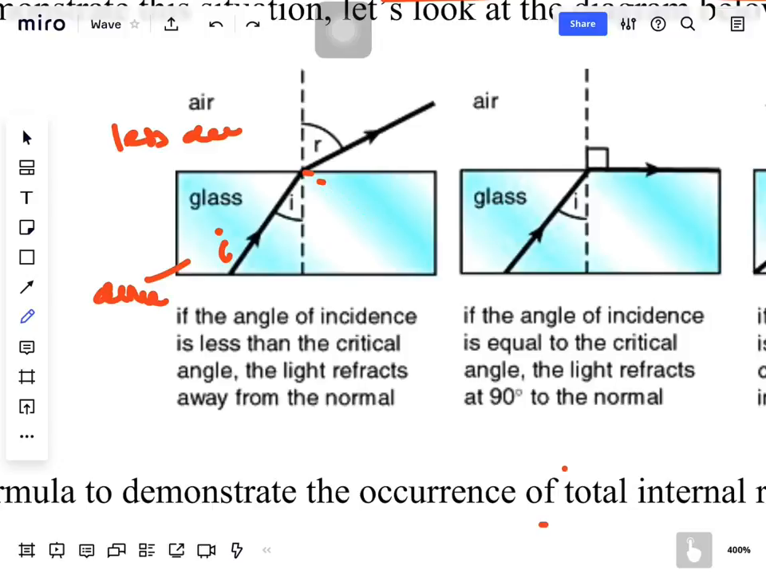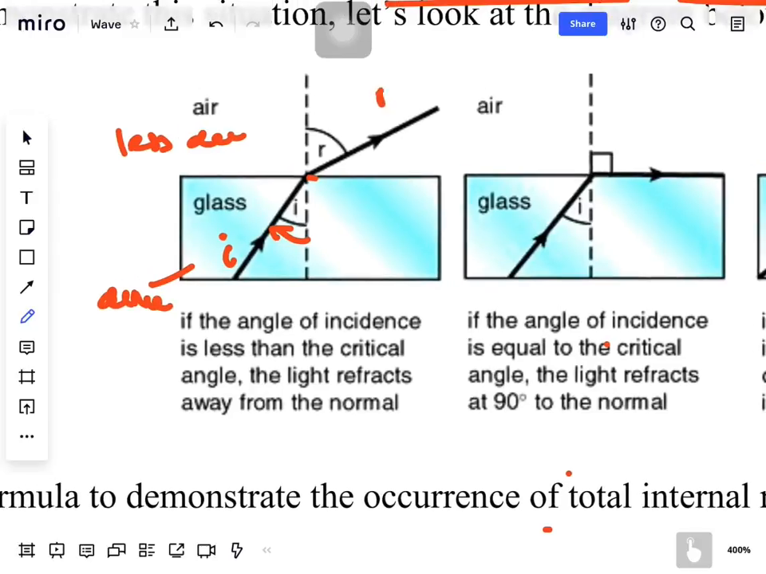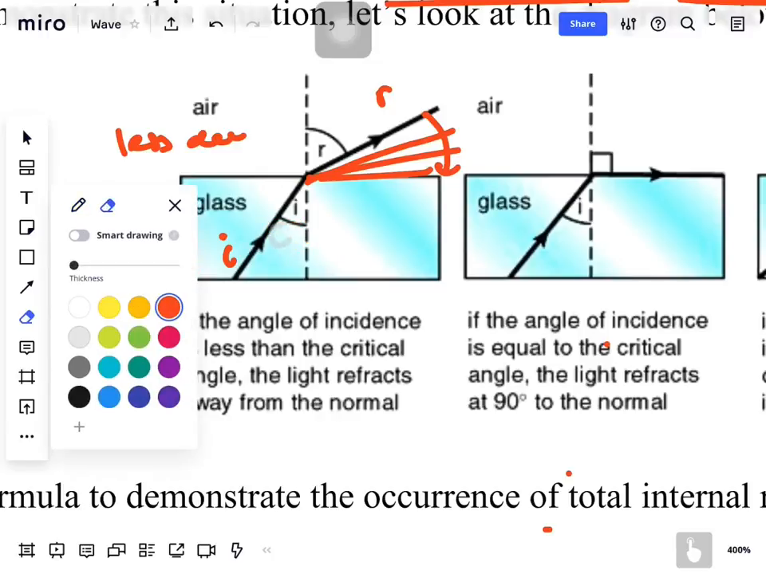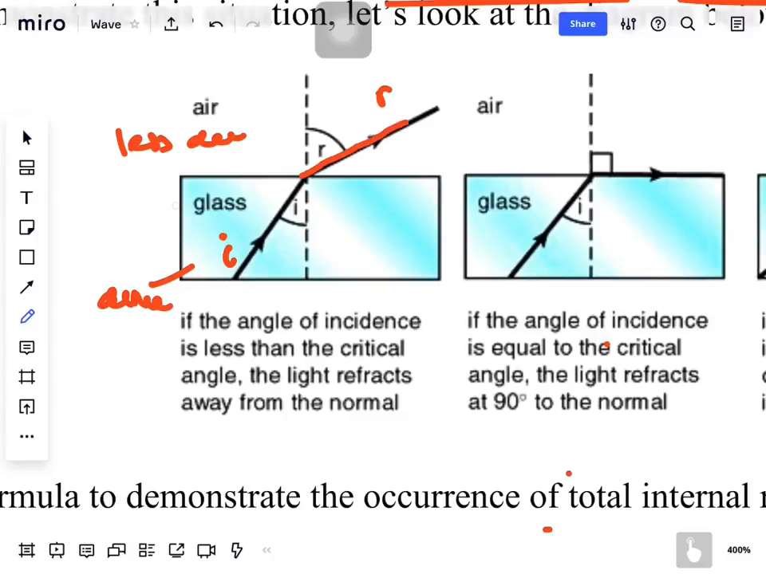Okay, as we increase the incident angle, as we increase the angle over here, this is the refracted angle, the reflected angle will tend to get lower and lower. It will drop as we increase this part. It will reach a stage whereby the refracted line is sitting on top of the glass itself. So we have reached what we call the critical angle. Why is it critical? Because any increase in the incident angle will result in the refraction experiencing reflection.